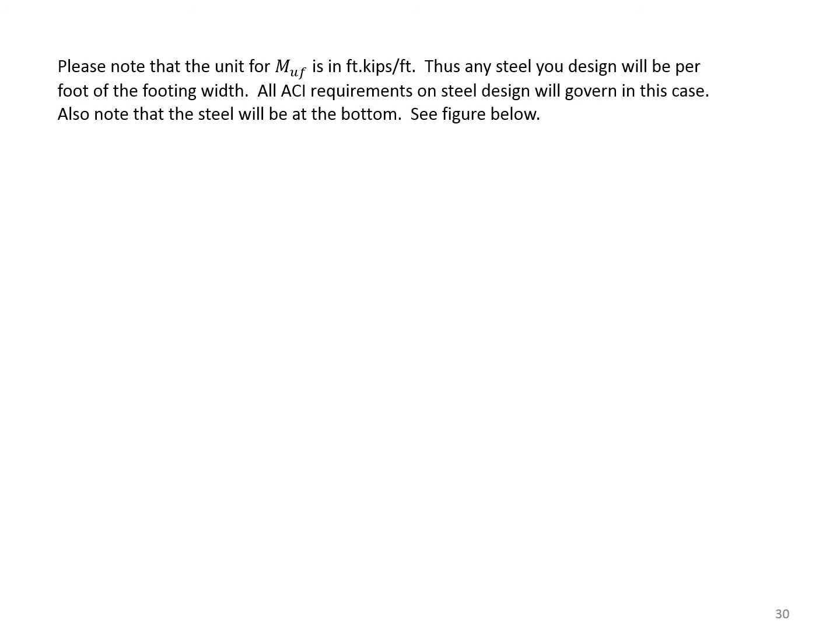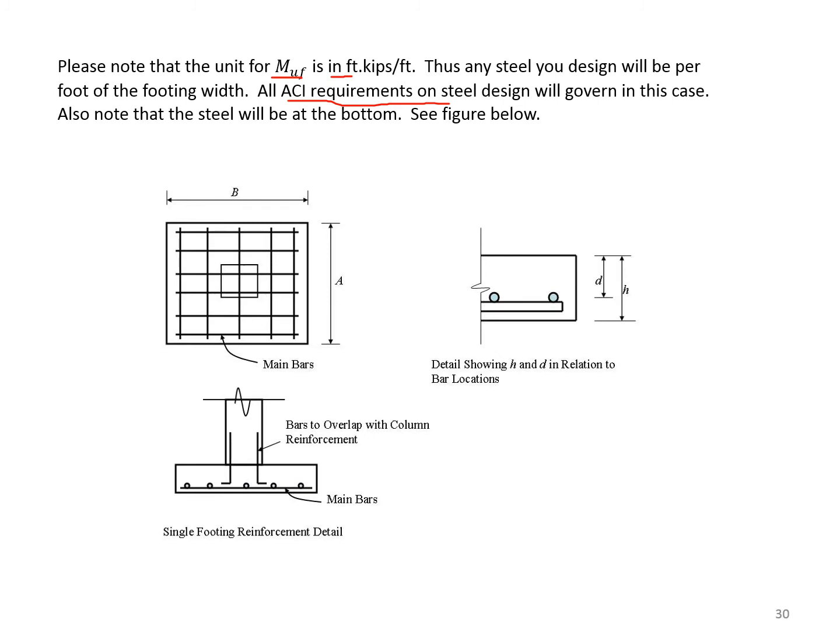So please notice that the unit for MUF is inch kips or foot kips per foot. Therefore, any steel that we design would be per foot of the footing width. All ACI requirements on the steel design will govern this case. Also note that the steel will be at the bottom as we mentioned before. And here I show you a typical detail of reinforcement for the foundation. This figure at the top shows the plan, which is like a grid. This figure at the bottom shows the cross section.